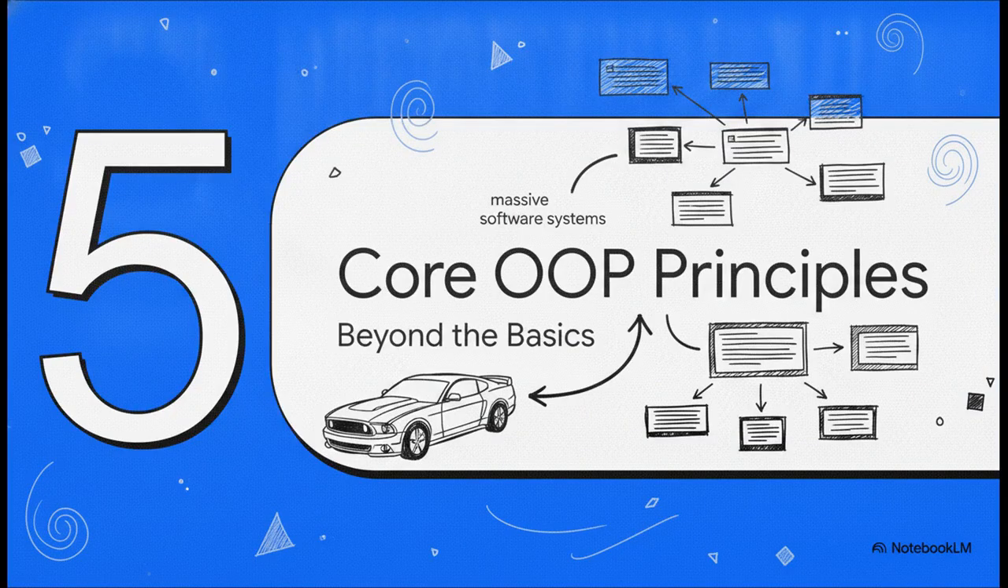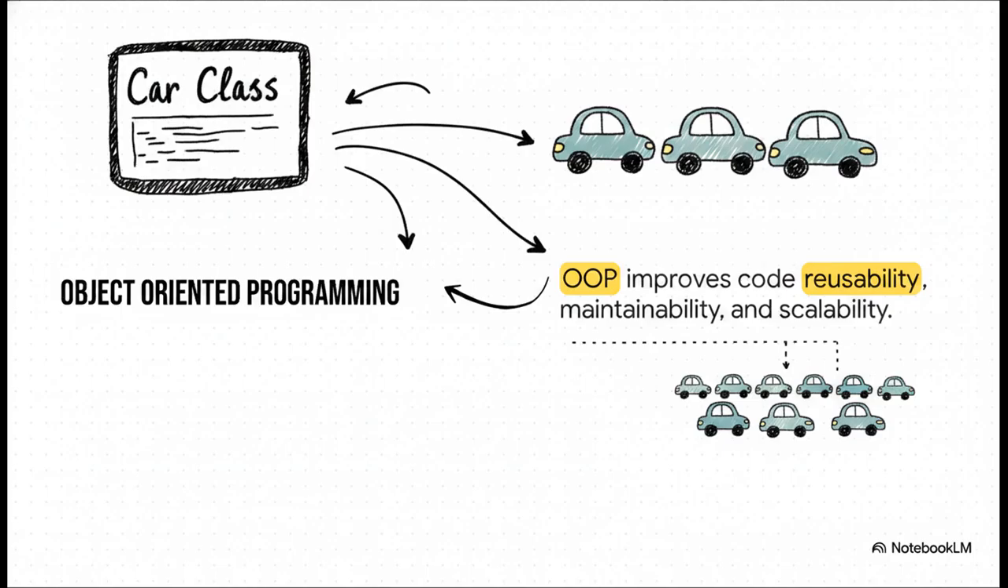Section 5, Core OOP Principles, Beyond the Basics. Up to this point, we've really just looked at a single isolated object, our Mustang. But to truly master how Java objects work, we need to zoom out and understand the broader paradigm that makes object-oriented programming the absolute industry standard for massive software systems. I mean, why go through all this trouble?